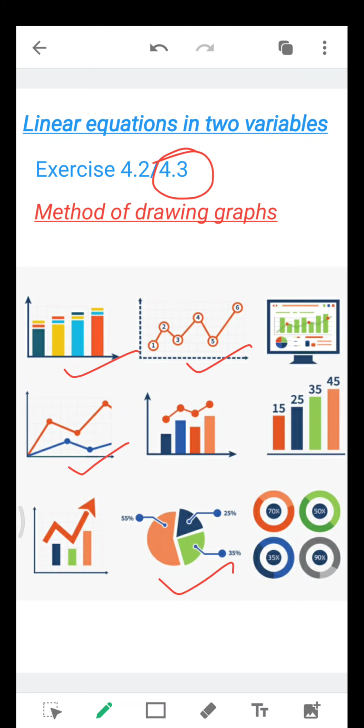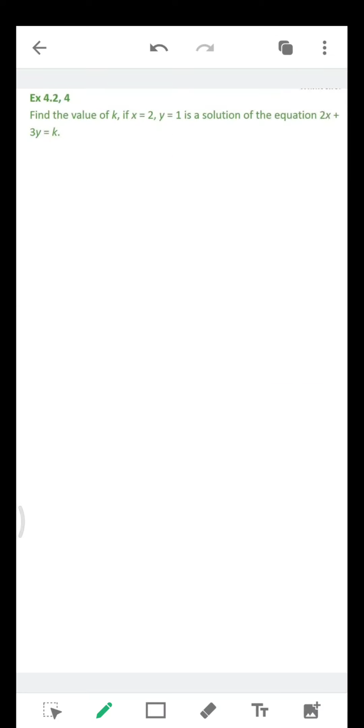Now let's see a question from 4.2, one question which we had to do. In this question he is asking you to find the value of k if x is equal to 2 and y is equal to 1 is a solution of the equation 2x plus 3y is equal to k. So x and y values are given to you. x is equal to 2, y is equal to 1, that is 2, 1 is a solution of this equation. So we need to find the value of k, which is very simple. Let's see what to do for it.